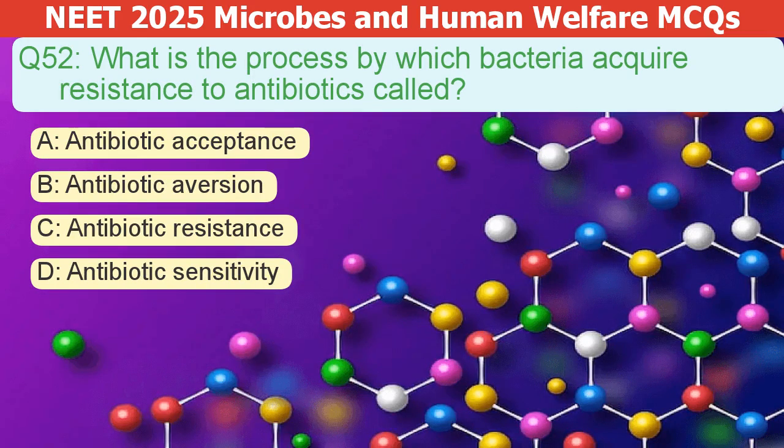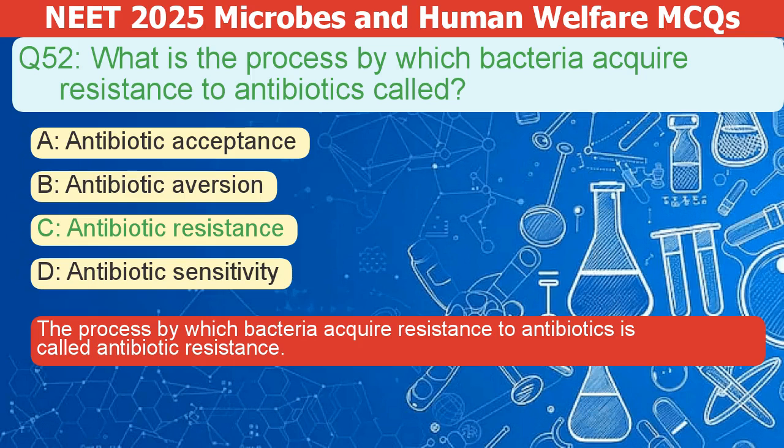What is the process by which bacteria acquire resistance to antibiotics called? A. Antibiotic acceptance. B. Antibiotic aversion. C. Antibiotic resistance. D. Antibiotic sensitivity. The correct answer is C. The process by which bacteria acquire resistance to antibiotics is called antibiotic resistance.